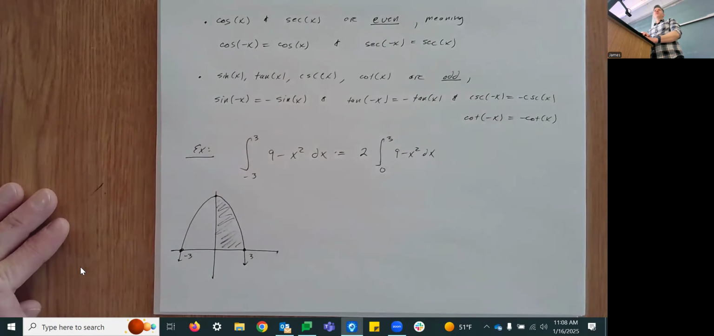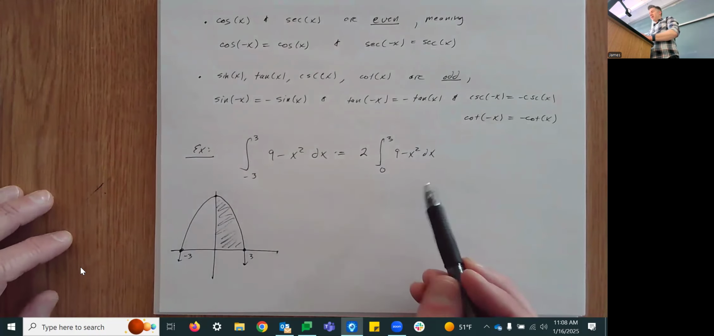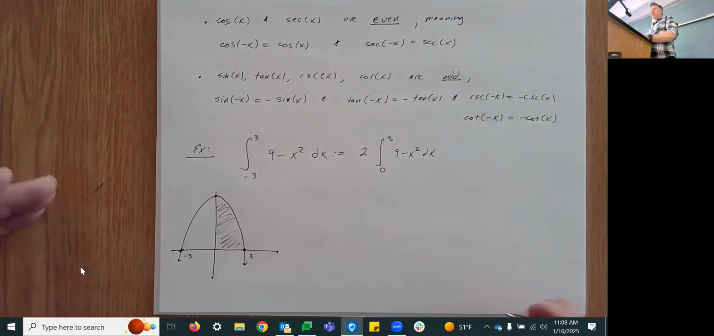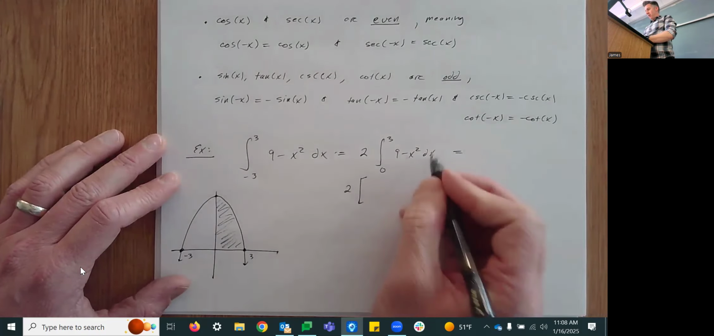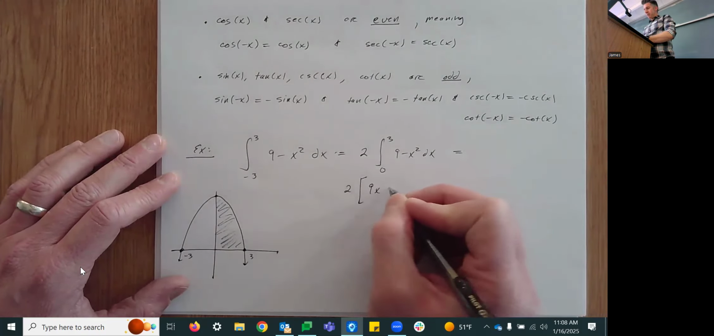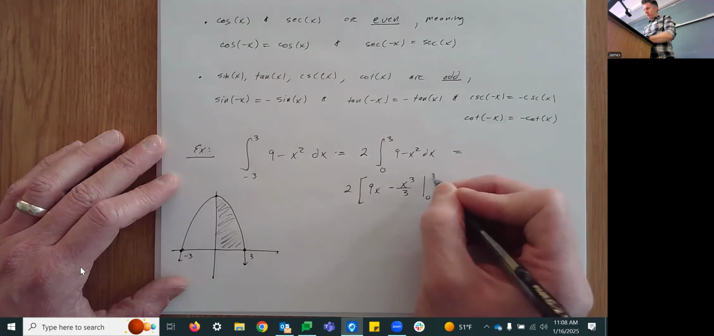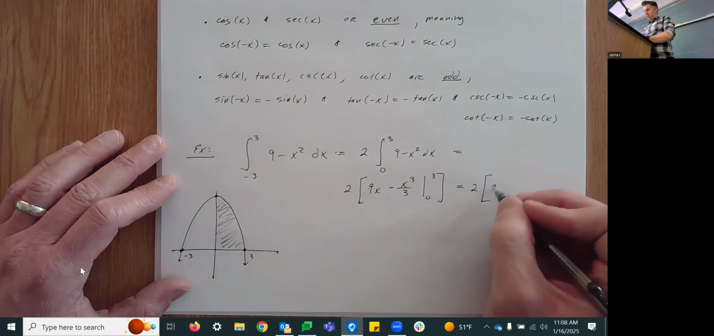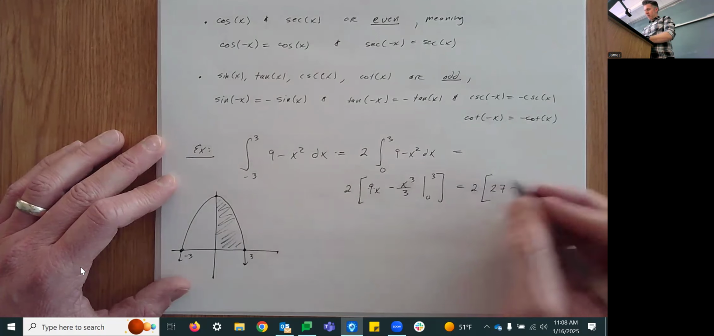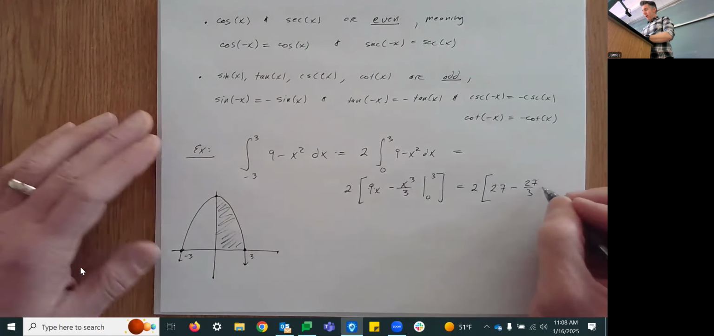It's not super duper useful, but I do think it's easier to do this, right? Plugging in -3 just gets messy. Whereas if I do it this way, I get 2 times, let's see, if I integrate, I get 9x minus x cubed over 3, evaluated from 0 to 3. If I plug in, I get 2 times 9 times 3 is 27, minus 3 cubed is 27 over 3. If I plug in 0, I do get 0.